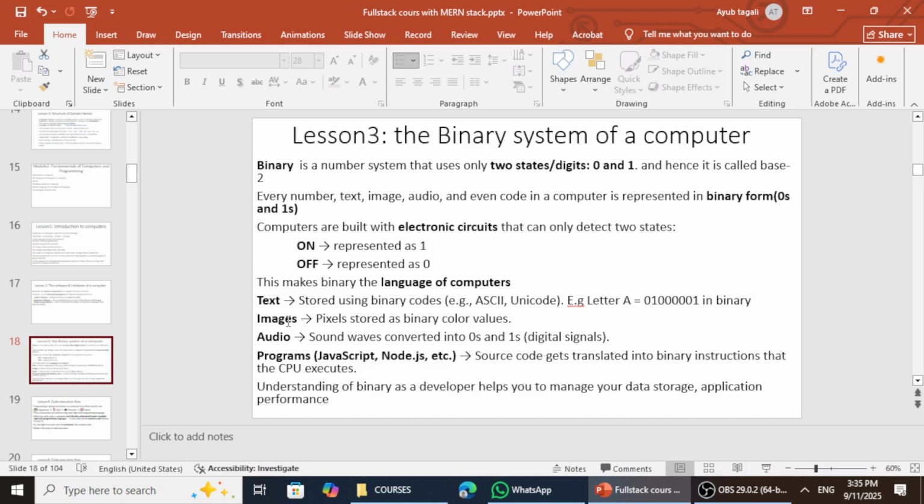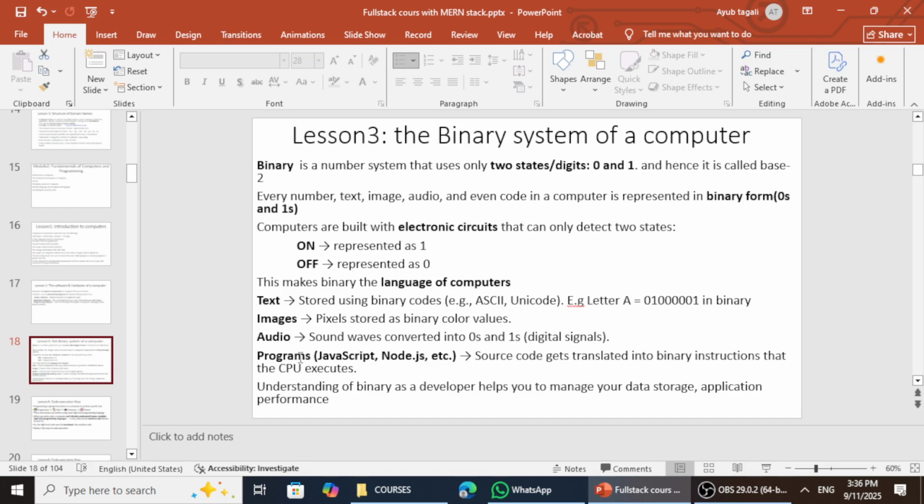If we have an image, how do we represent images in a computer? In a computer, images are represented in the form of pixels, and these pixels are stored as binary color values. And audio also, how do we represent an audio? An audio is basically sound waves. And how can we represent those sound waves in a computer? We make sure that the sound waves are converted and stored in the form of electronic signals or digital signals, in the form of zeros and ones again.